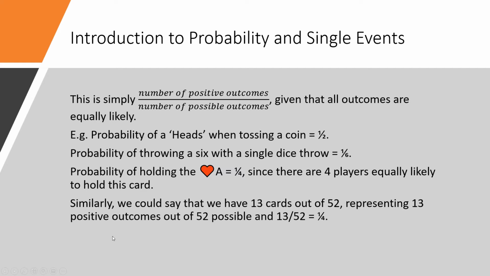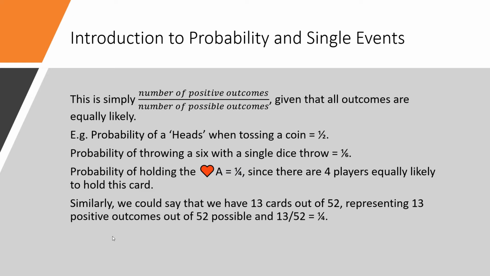Okay, so let's start with the single events then. This should be fairly straightforward. So the probability of a single event is the number of positive outcomes divided by the number of possible outcomes, given that all outcomes are equally likely.